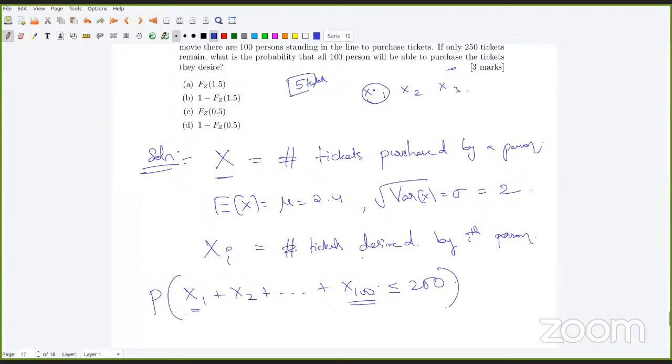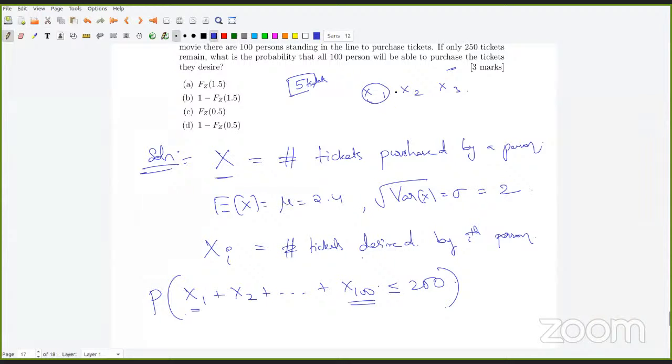Suppose he desired only 2 tickets. Then there are only 3 tickets left for the second person. Everyone, please mute. So the second person will have only 3 tickets left at the counter. And what if his desire is 4? Will he be able to satisfy his desire? No, he can't.